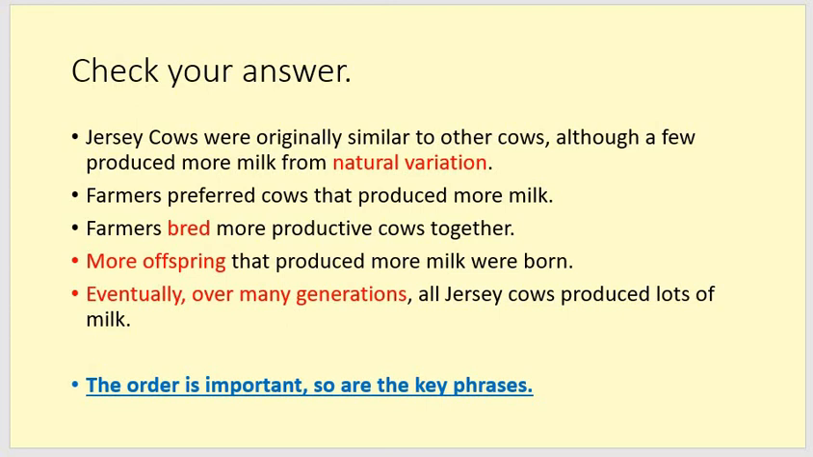So your key phrases: natural variation, breeding, offspring, and very importantly at the end, the eventually time connective, over many generations. So none of these changes are instant. They take a long time to occur and to be seen.